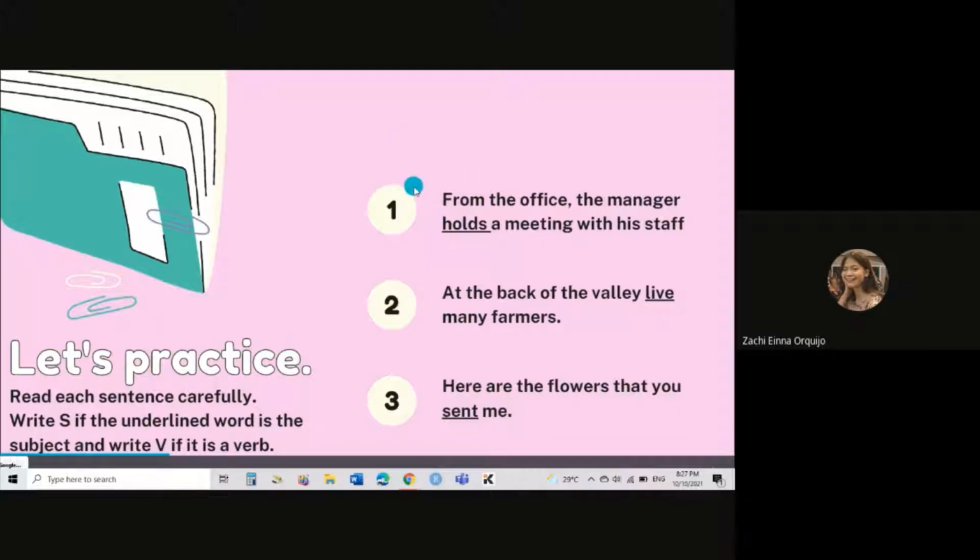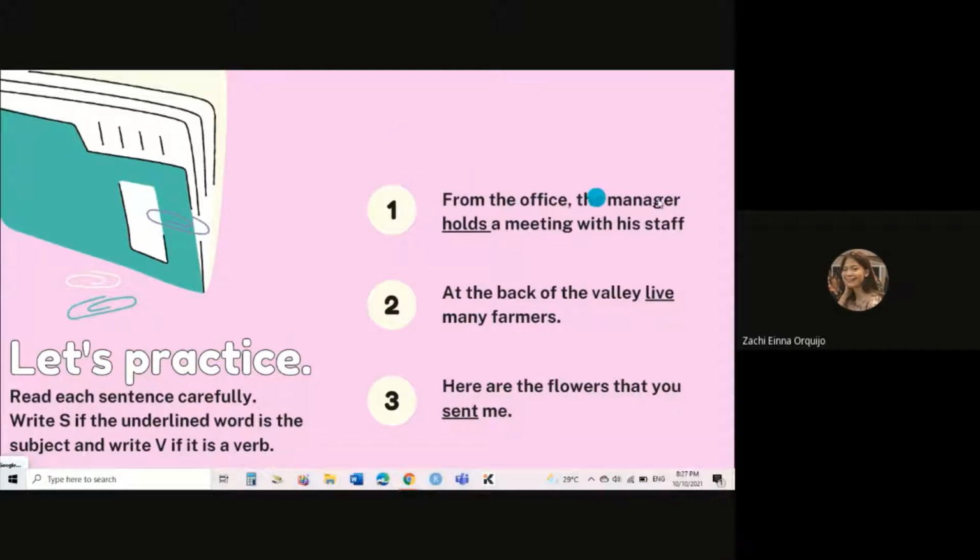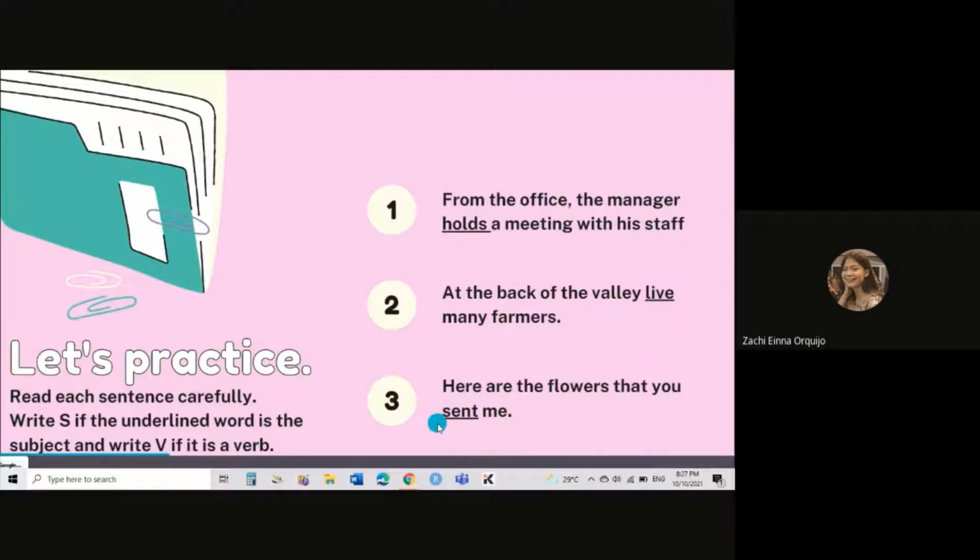So, our first sentence here is, from the office, the manager holds a meeting with his staff. So, ano yung word na holds? Is it subject or is it a verb? For the second one, at the back of the valley live many farmers. So, ano yung word na live? Is it subject or is it verb? And then the third sentence is, here are the flowers that you sent me. So what is the word sent? Is it a subject or a verb?